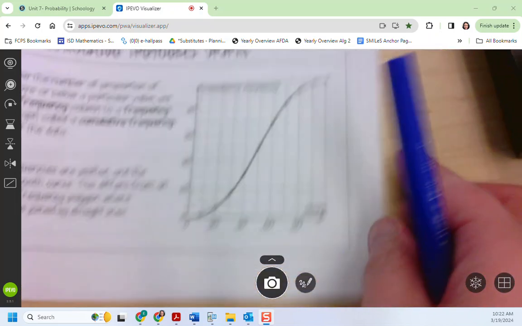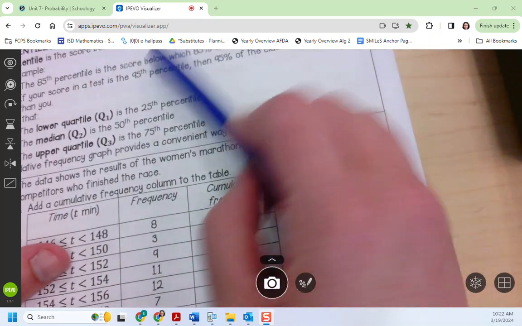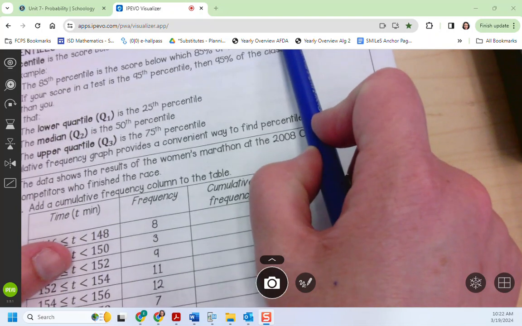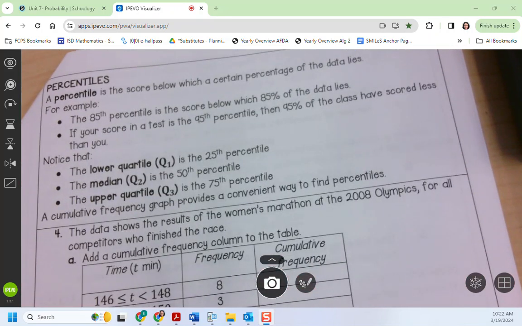Let's turn the page. So the percentile is the score at which a certain percentage of data lies. For example, when you take a PSAT or an SAT, they'll give you a score, and often they'll tell you what percentile you're at. Like, 67% of students scored less than you. So that would put you at the 67th percentile.